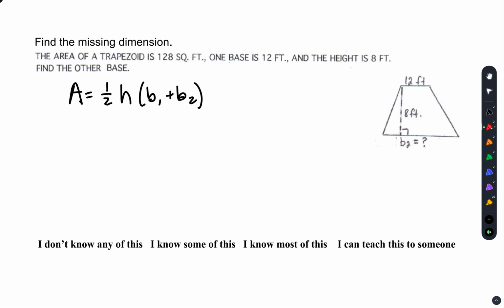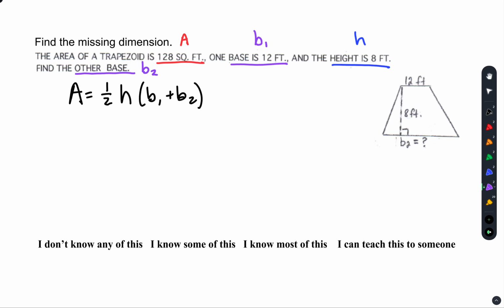So I'm going to go into my word problem here, and I'm going to start labeling what those variables are. It says the area of a trapezoid is 128 square feet. That's my capital A area. One base is 12 feet. Let's call that base 1. The height is 8 feet. Let's call that H. The last part that I need to find is the other base. We're going to call that base 2.